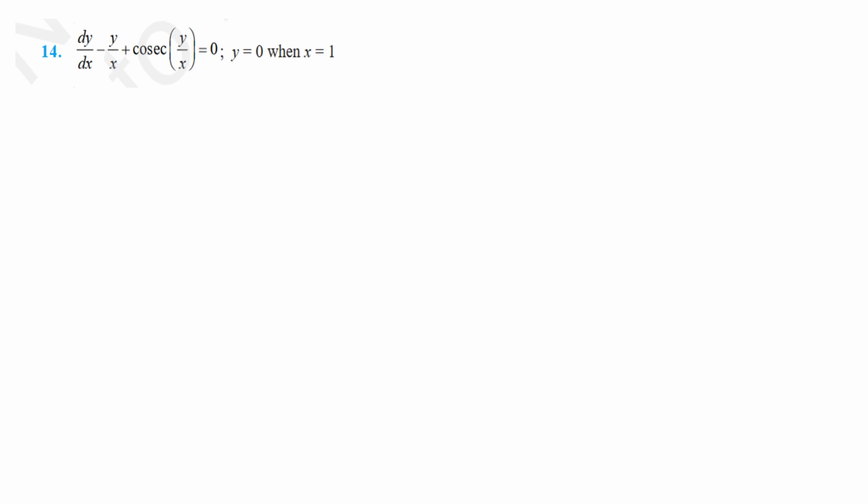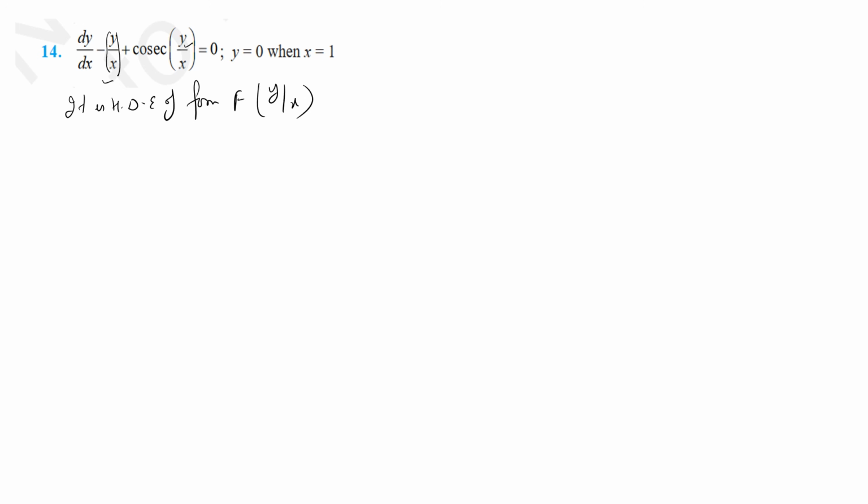So question number 14. It's a very important question because sometimes you may get confused whether it is a linear differential equation or not. But clearly the involvement of y upon x here and here will show you that it is a homogeneous differential equation of the form f of y upon x.